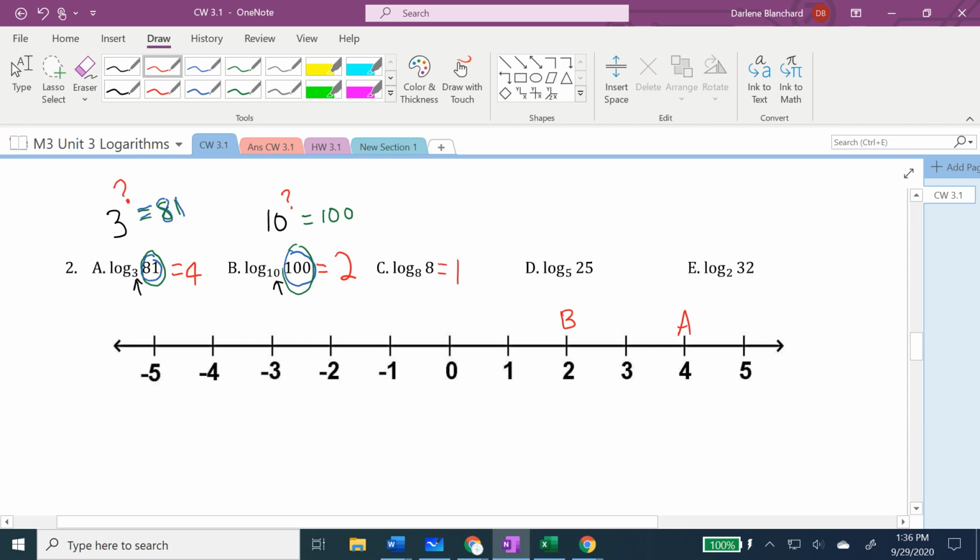On D, 25 is 5 to what power? 2. So D is also at 2. I'm just going to put it above it, however you want to do it. Maybe you put it under here. And then letter E. 32 is 2 to what power? 5. You got it.